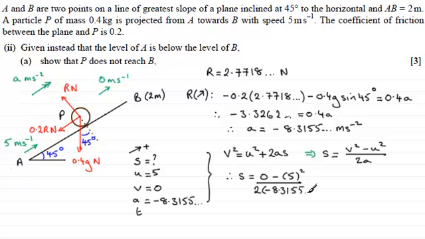8.3155 and so on. And if you work this out, remember you've got a negative here divided by a negative here, it's going to give you a positive value for s, and it turns out to be 1.503 and so on. And this turns out to be less than the distance AB of 2 meters, so it's less than 2 meters. So our conclusion is that P, the particle P, does not reach B. Okay, just put that conclusion in.